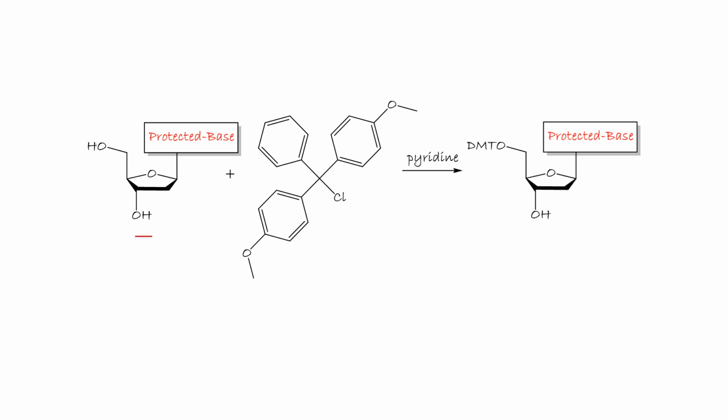So starting with the protected base nucleoside, we tritylate selectively at C5' using one equivalent of 4,4'-dimethoxytrityl chloride or trityl chloride in pyridine at room temperature, and we get this species. Now we have here a free OH, a protected base, and a protected OH at C5'.